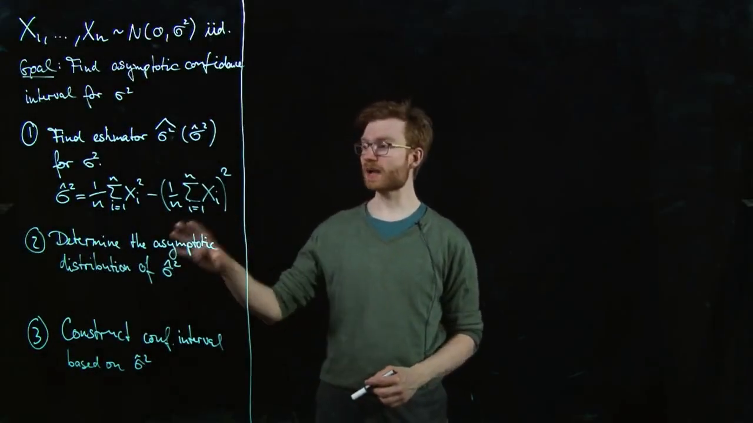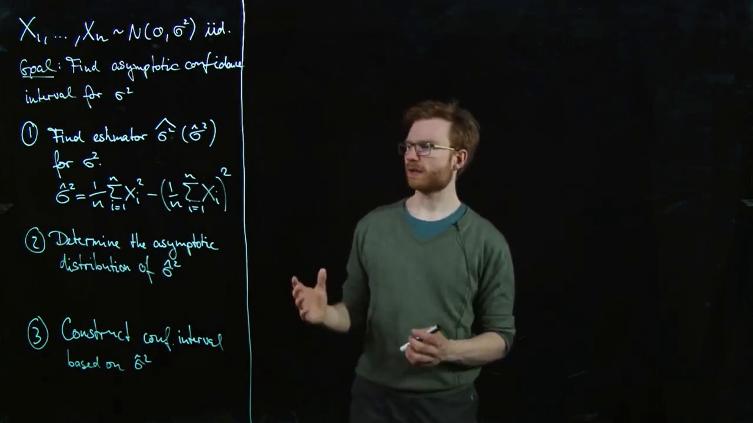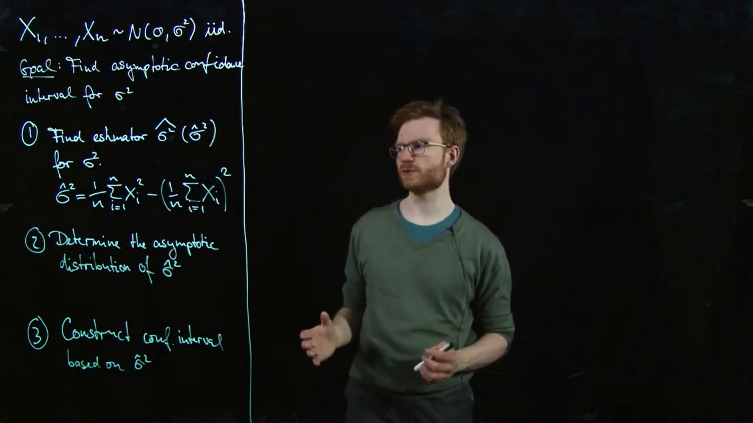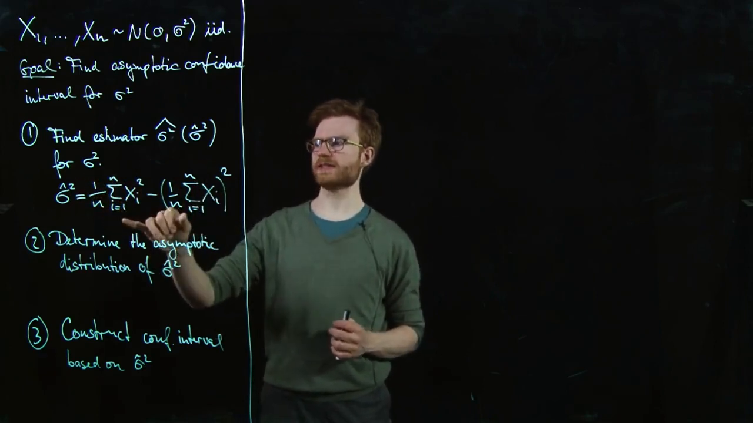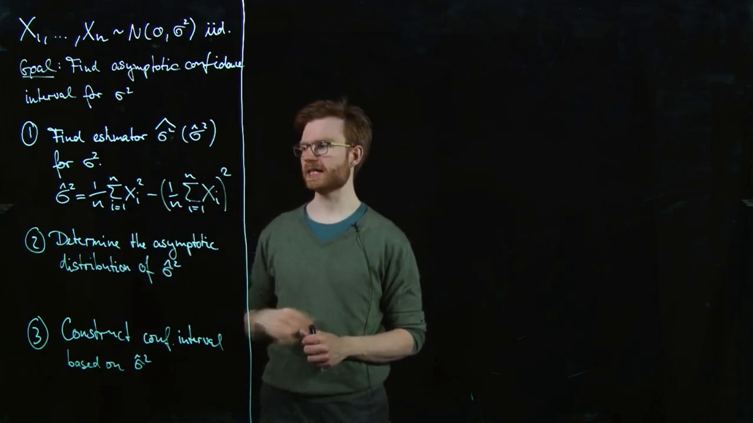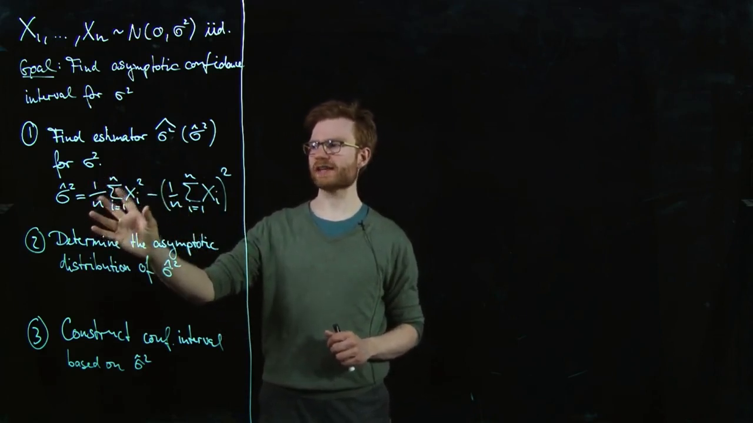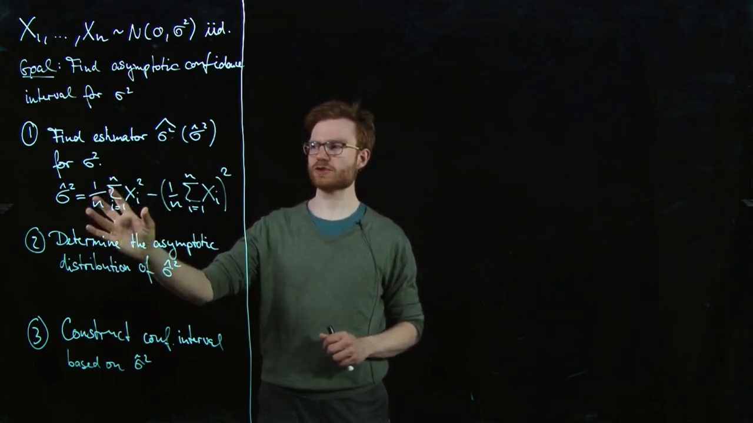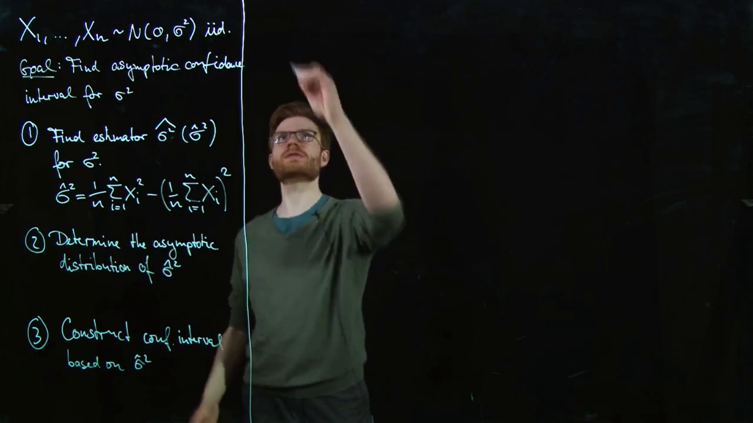Now, let's try and determine the asymptotic distribution of sigma hat squared. What are the main ingredients to do this? We want to just look at this and think about what is happening as n goes to infinity, right? And we know already one tool of how to calculate the asymptotic distribution of an expression like this, a sample average. That's the central limit theorem.